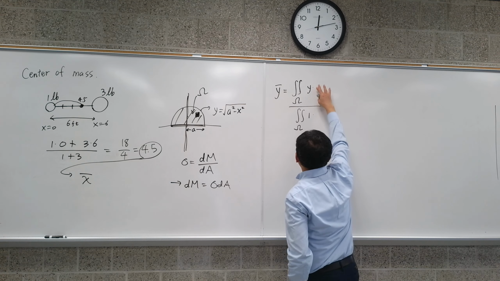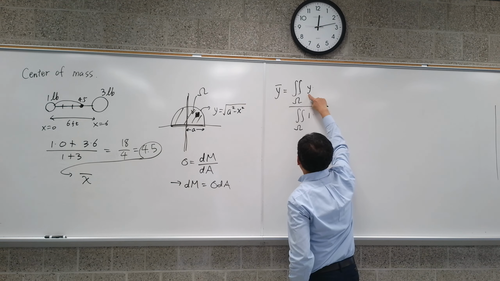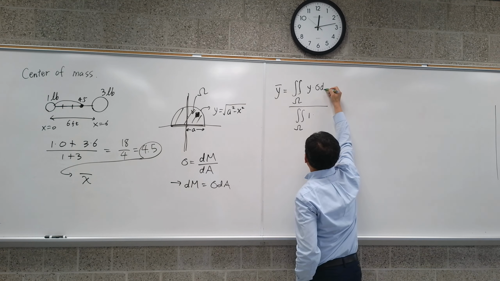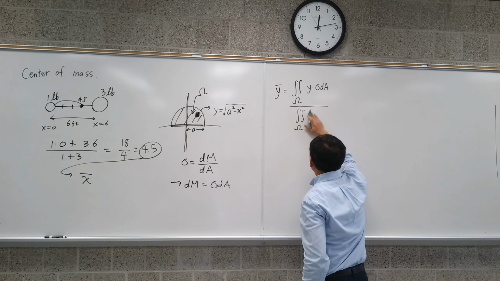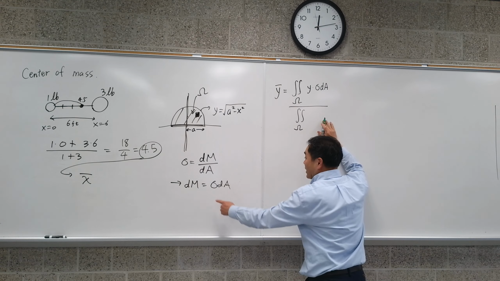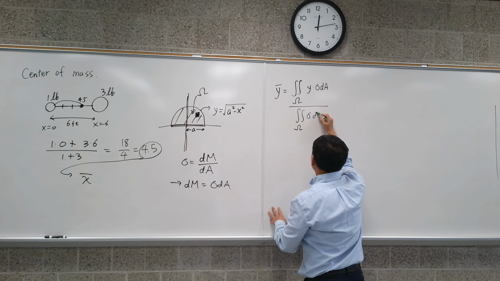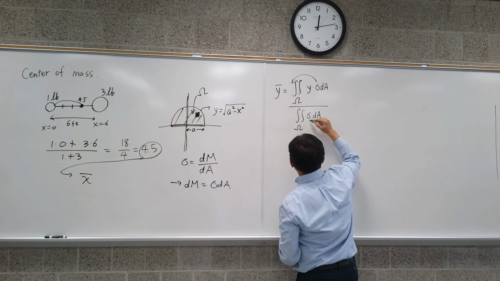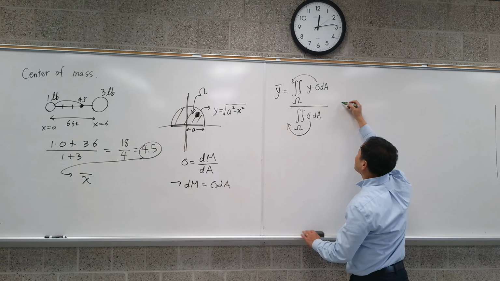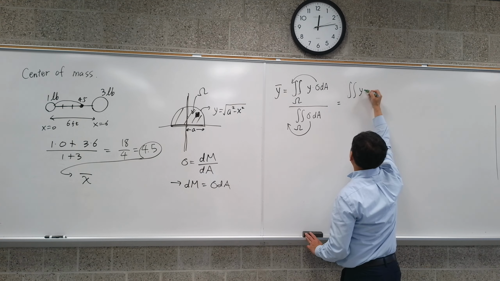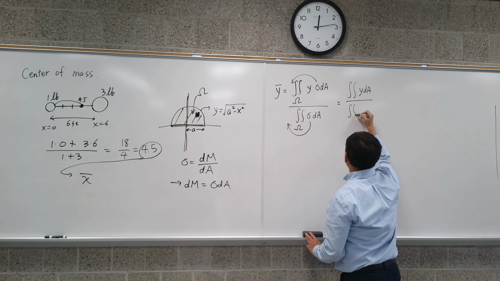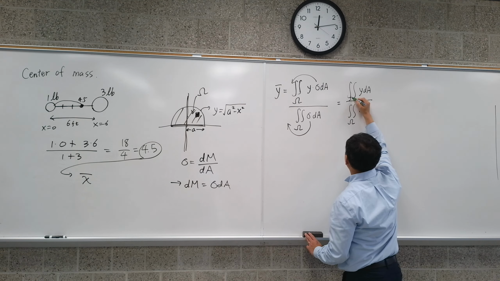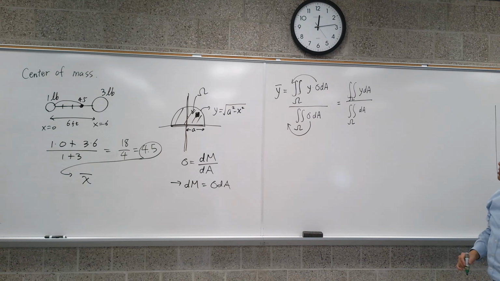So what I'm doing is a weighted average. I'm multiplying y by the weight, which is dm, which is sigma times dA, and dividing by the total mass, total weight, which is sigma times dA itself. But look, if sigma is a constant, that can be brought outside the integral, and you end up with y dA divided by just dA.